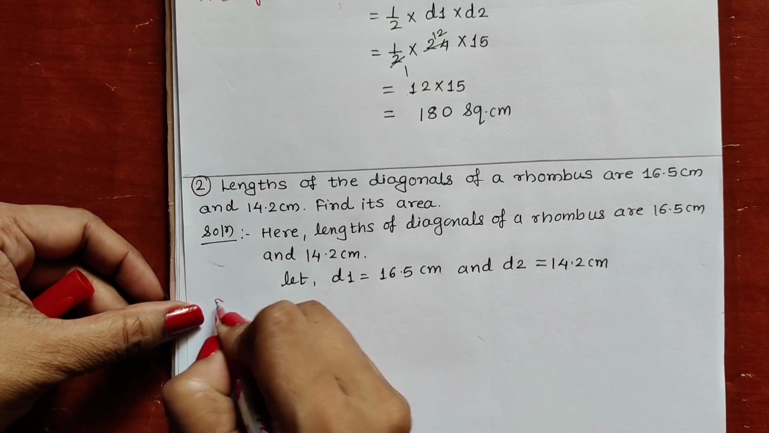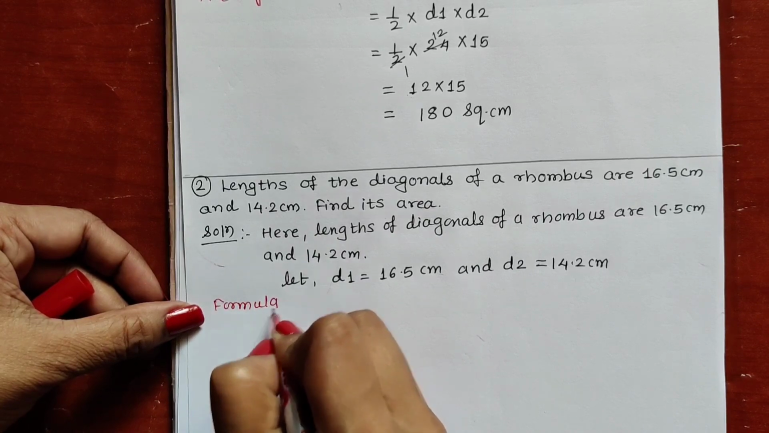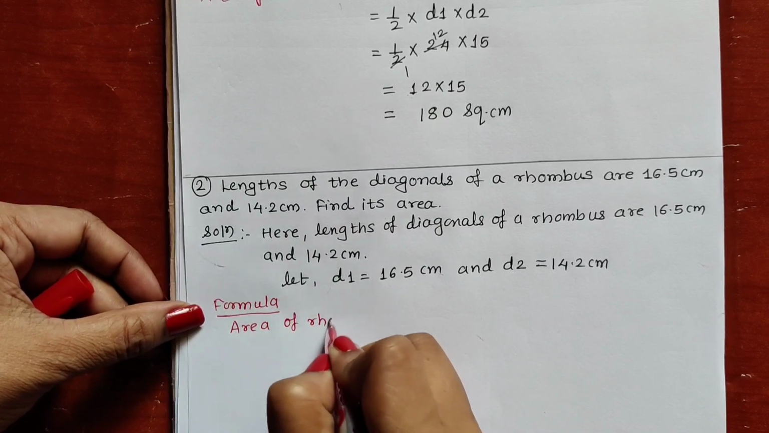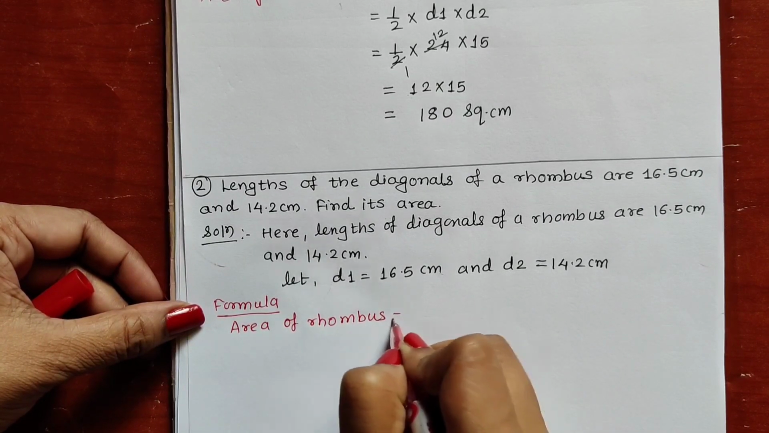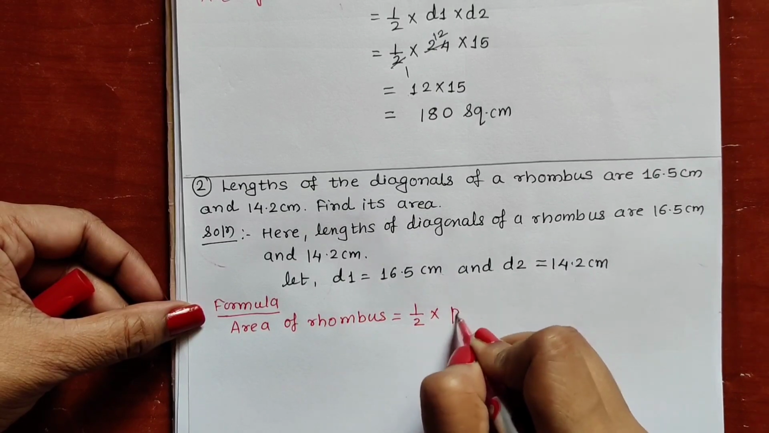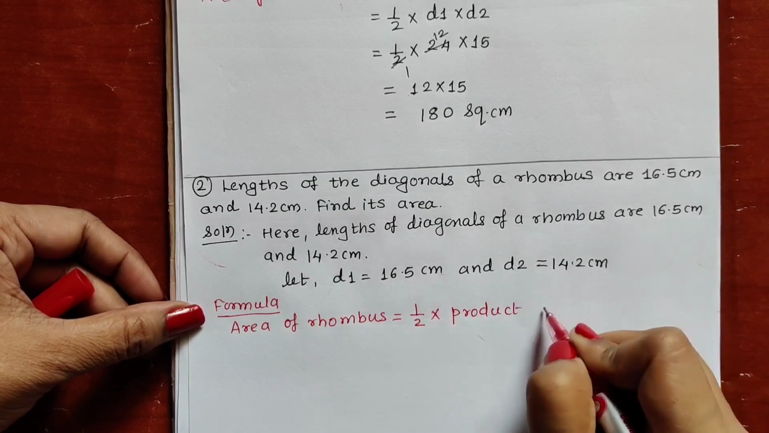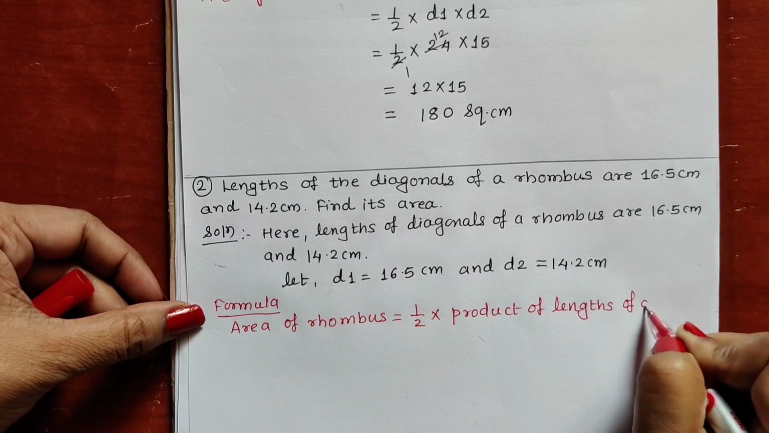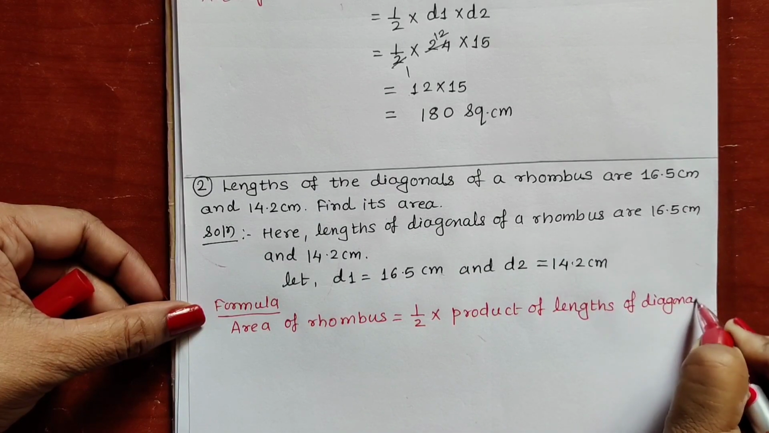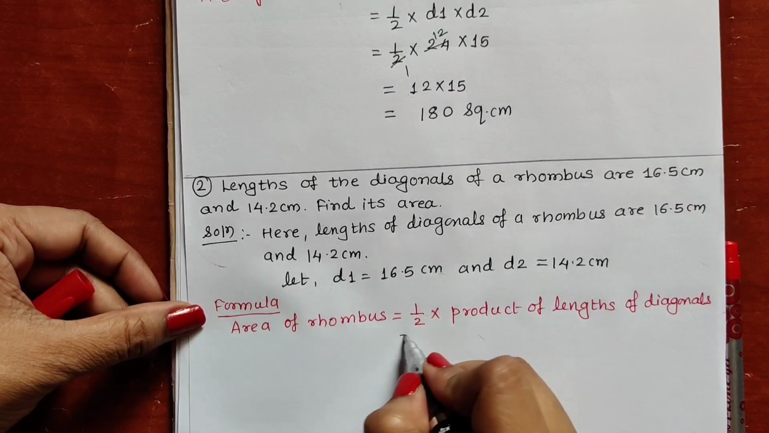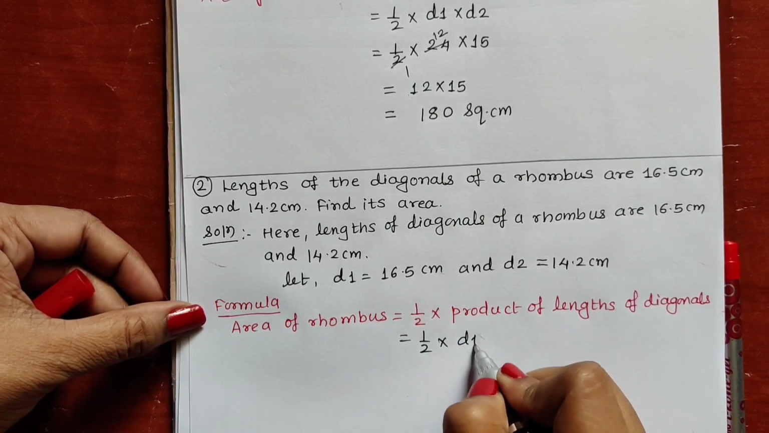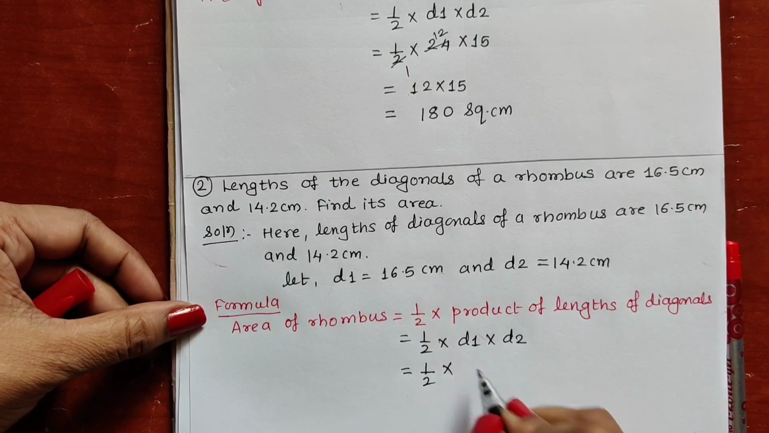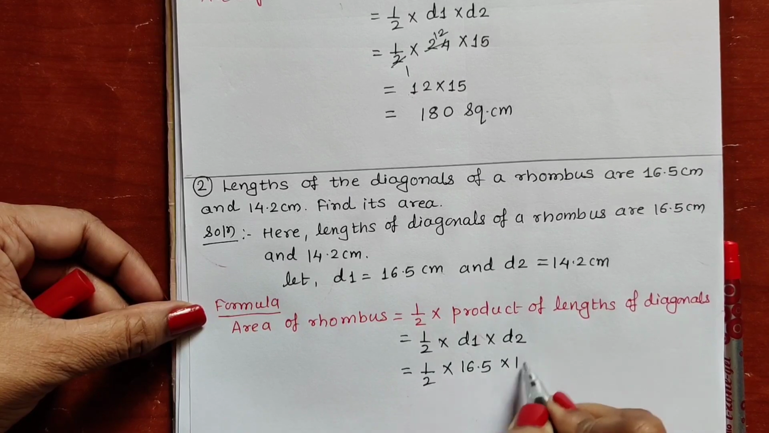Okay. Now we will be writing the formula. By using formula you can write, or only formula you can write. It is up to you. Formula is, we have to write full formula. Area of rhombus is equal to 1 upon 2 multiply by product of lengths of diagonals. That means what? 1 upon 2 multiply by diagonal 1 multiply by diagonal 2. D1 multiply by D2. So 1 upon 2 multiply by 16.5 multiply by 14.2.